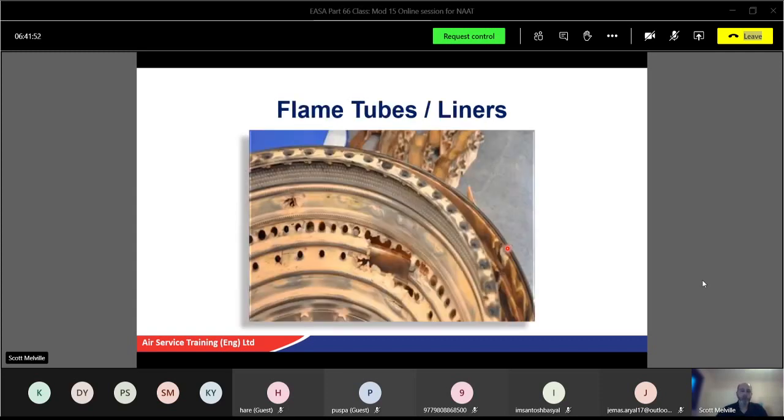Flame tubes and liners, well, this is what can happen if you've got hot spots. You can see evidence of hot spots here, very discolored. And what I was on about with unzipping is all these little cooling holes, okay? Again, it's not the best photograph, not very clear, but little cracks can start between these holes, and then eventually enough stress and it will just literally unzip like a normal zip. Okay, and you see some cracks between that hole and that hole.